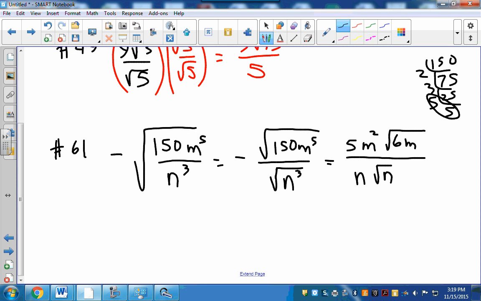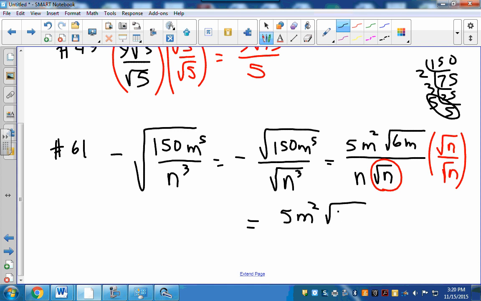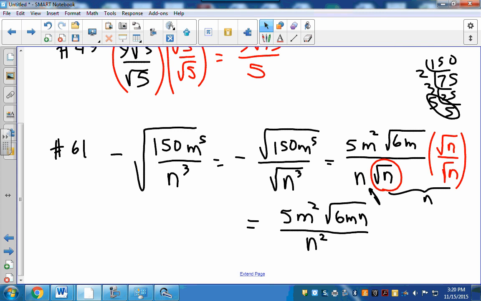To rationalize the denominator, this is the problem that we have to get rid of. So square root of n over the square root of n, that's 1. And here's the cleaned up version. On top, we have 5m squared, square root of 6mn. And on the bottom, we've got n times n, which is n squared. There's one n, and these two form another n. n by n is n squared. So there's your final answer for number 61. Still negative. Don't want to forget that, Joe. Negative, negative, negative. So that just sort of is tagging along with each expression.